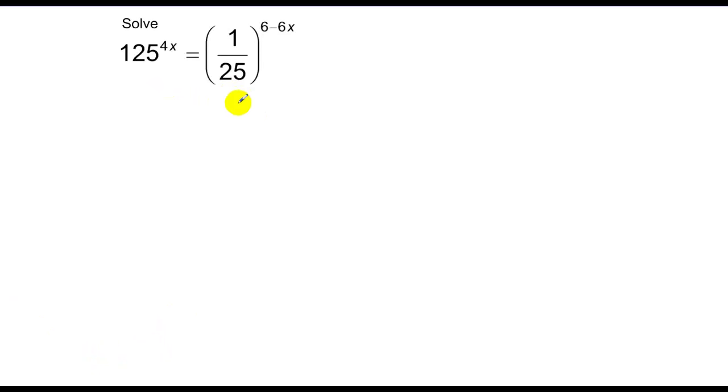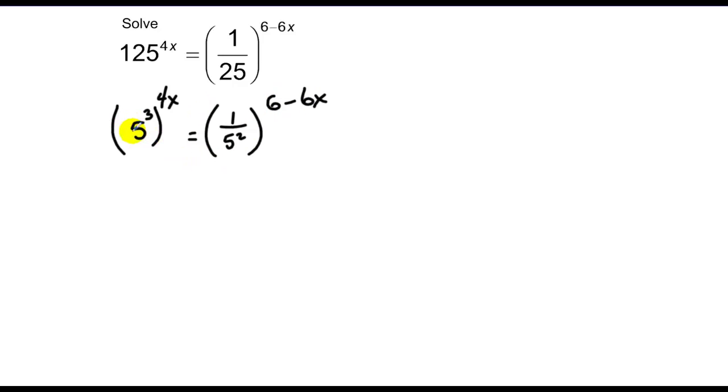Very similar problem here. 25 to the second power is not equal to 125. Granted, I can multiply 25 to get 125, but that's not what we're looking to do. We're looking to rename these in terms of a base to a power. So in this case, I have 5 cubed is 125, that's raised to the 4x. 25 is 1 over 5 squared to the 6 minus 6x, and although we still have bases of 5, I need this in the numerator.